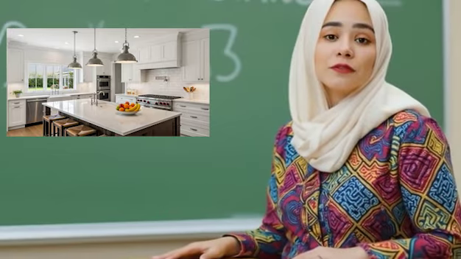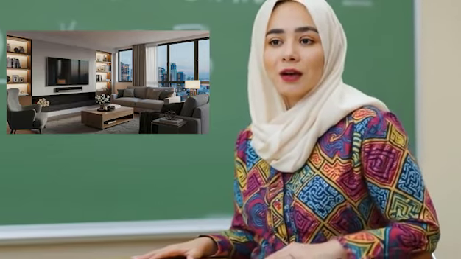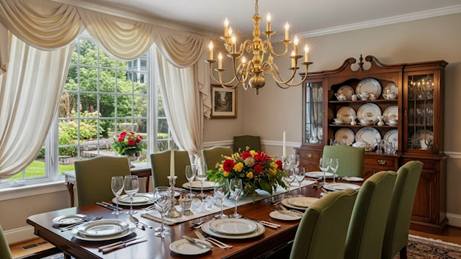Kitchen. A place where food is prepared and cooked. Living room, or lounge. A room for relaxing, watching TV, or spending time with family. Dining room, a room where meals are eaten, usually close to the kitchen.